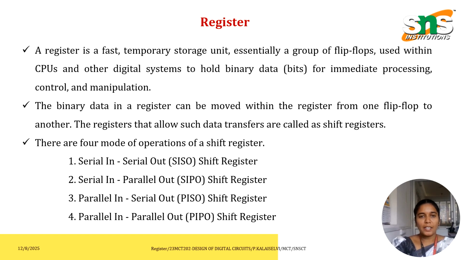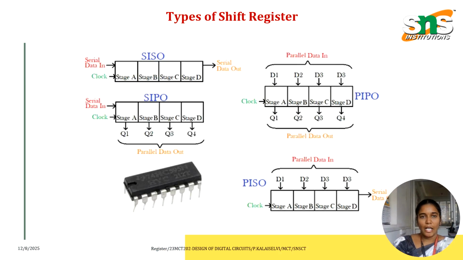The binary data in a register can be moved within the register from one flip-flop to another flip-flop. Registers that allow such data transfers are called shift registers. There are four modes of operation for shift registers: SISO, SIPO, PISO and PIPO, which are nothing but serial in serial out, serial in parallel out, parallel in serial out, and parallel in parallel out. These are the types.